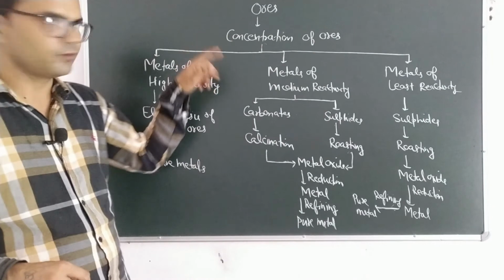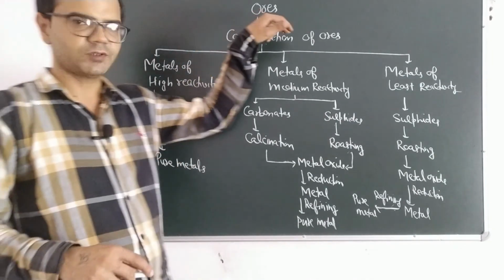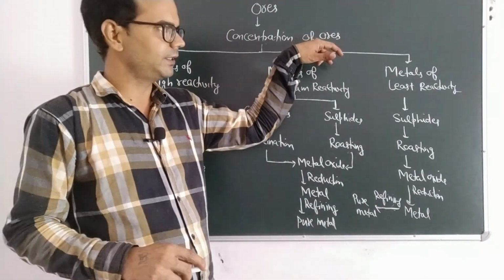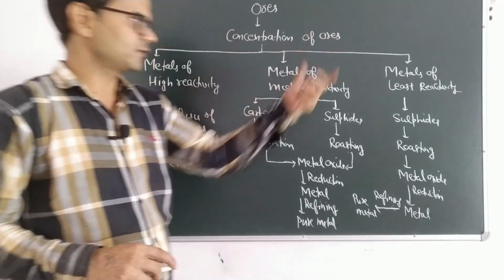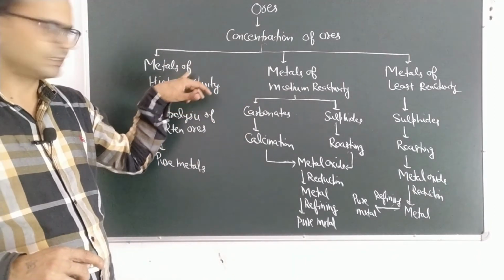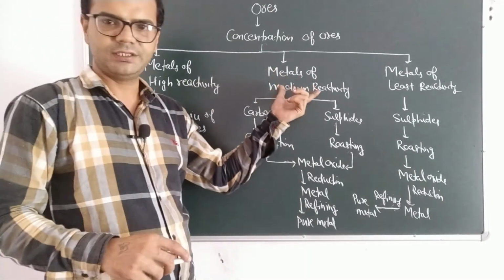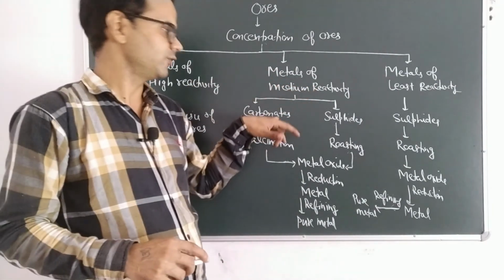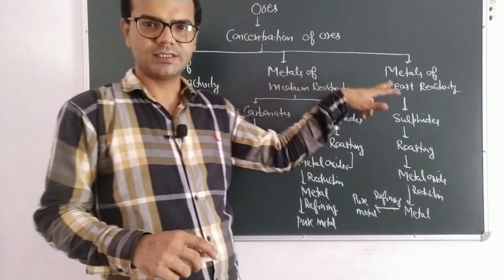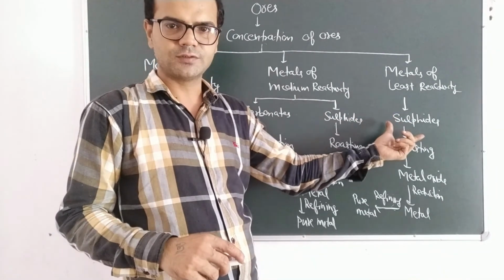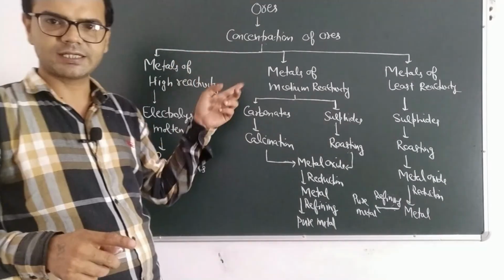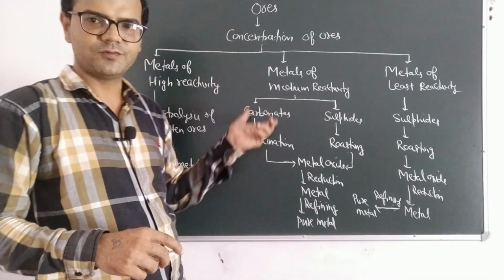So this is the flow chart of extraction of metals from ores. The first step is again concentration of ores. Impurities are either removed manually or by mechanical ways. The rest of the processes depend on the reactivity of metals. Metals of high reactivity are extracted by electrolysis. For medium reactivity, two processes are applied: for carbonates, calcination; for sulfides, roasting. And least reactive metals are found in nature in the form of sulfides, so for sulfides we use roasting. So this is the flow chart of extraction of metals. I hope you understand it.